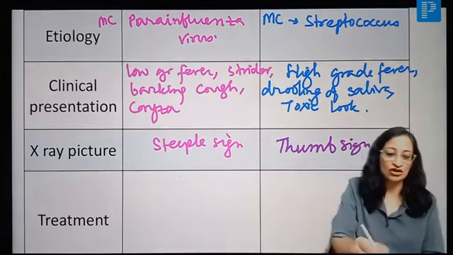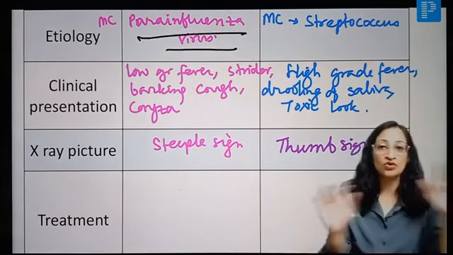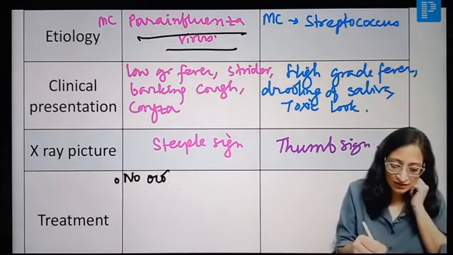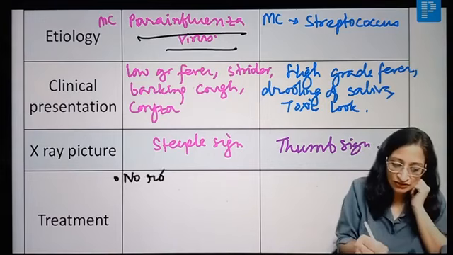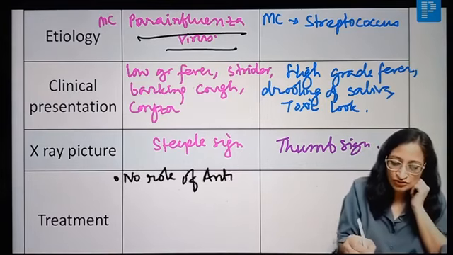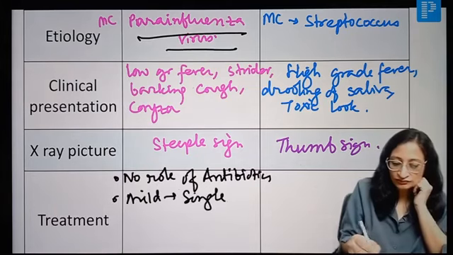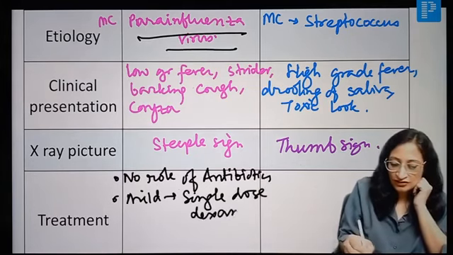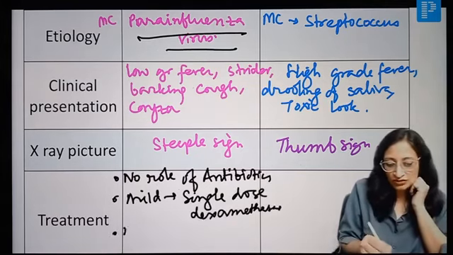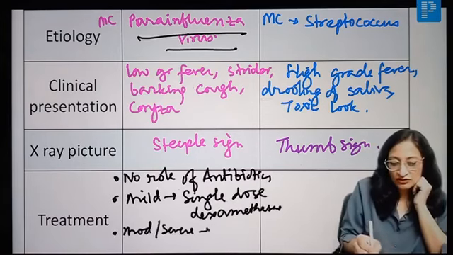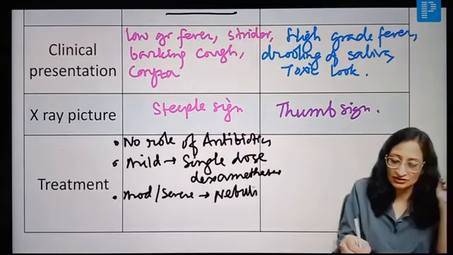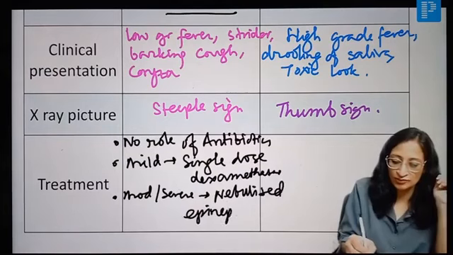Okay, treatment. Croup is a viral illness caused by parainfluenza virus, so there is no role of antibiotics unless you suspect secondary bacterial infection. So what do you do? In mild illness, you give a single dose of dexamethasone, and of course, if required, supportive care such as oxygen. In moderate to severe illness, you give nebulized epinephrine as well, along with humidified oxygen, respiratory support and so on.